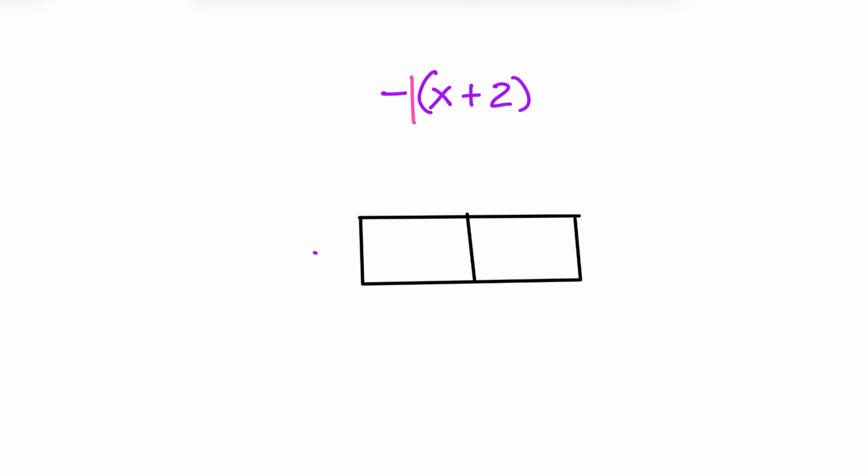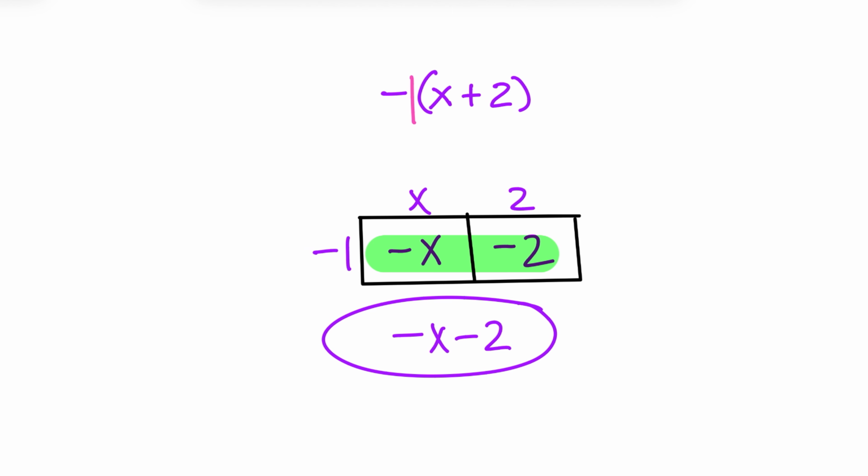Using the array method, we're going to put a 1 in front of the negative. Put -1 in front of the array and x plus 2 above it. Multiply to get -x. Multiply again to get -2. Both signs change from a positive x to a negative x, from a positive 2 to a negative 2. We get -x minus 2.